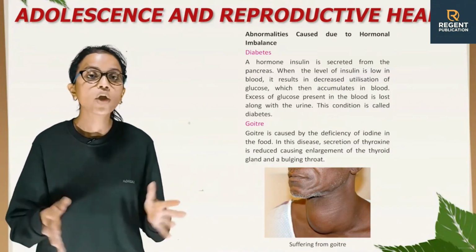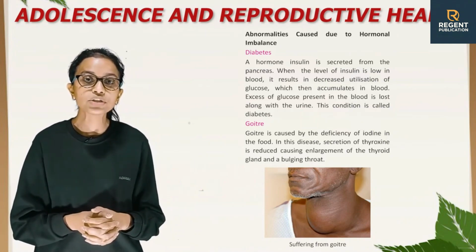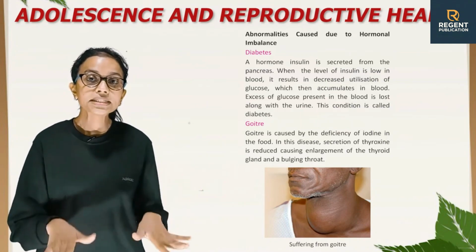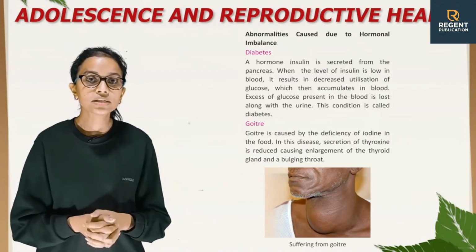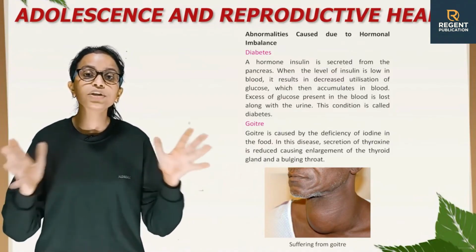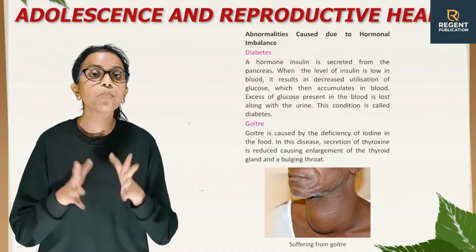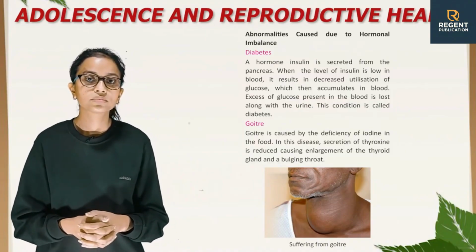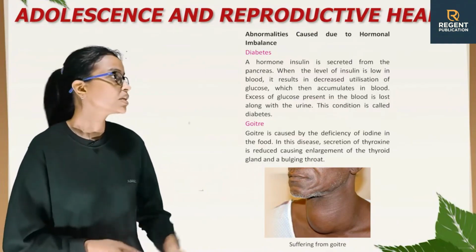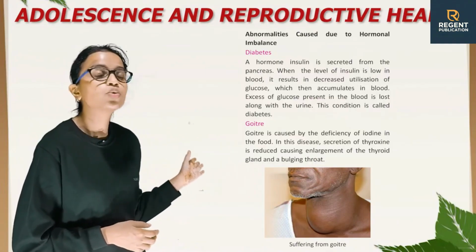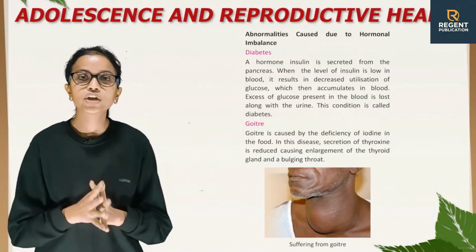Goiter. Goiter is caused by deficiency of iodine in the food. In this disease, secretion of thyroxine is reduced, causing enlargement of the thyroid gland and a bulging throat. This is a picture of a man who is suffering from a goiter, that is, thyroid.